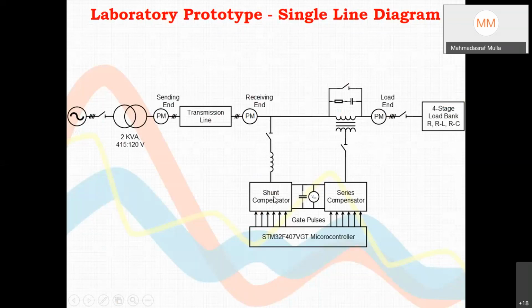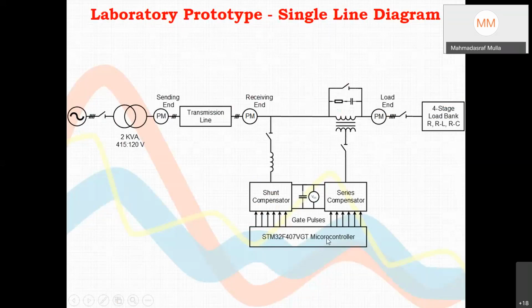For the shunt compensator, one MCB to connect the shunt compensator. For the series compensator, another MCB to connect the series compensator, and one MCB to bypass the injecting transformer. So when we don't require series injection, you can bypass via one additional MCB. There are 6 IGBTs here and there will be 6 IGBTs here. So some microcontroller to generate 12 gate pulses there.